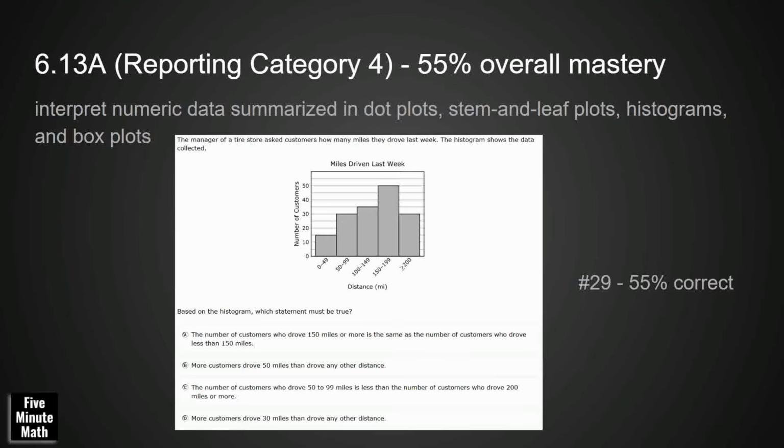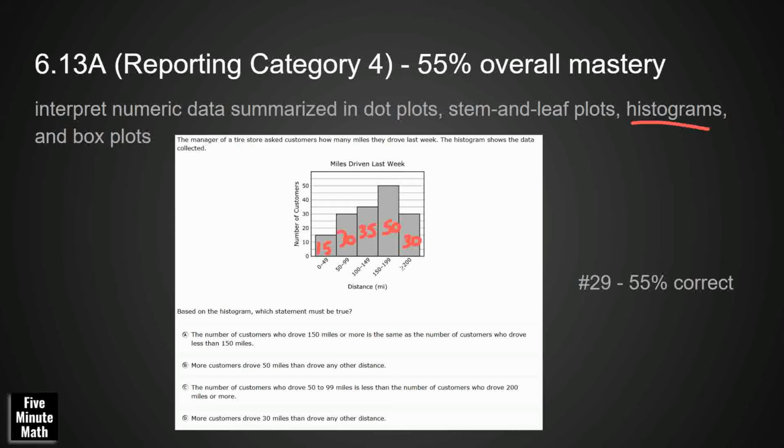Next, we're looking at summarizing or interpreting numeric data here, summarizing dot plots, stem and leaf plots. In this case, we're looking at histograms. And so we have a histogram which is going to act like a bar graph, except that each bar has a range of data. So I suggest that we, like we would with a bar graph, go ahead and label each of these. So the 0 to 49 range is going to have 15. 50 to 99 has got 30. We've got 100 to 149 that's got 35. The highest is 50, 150 to 199, and then 30 again for over 200.